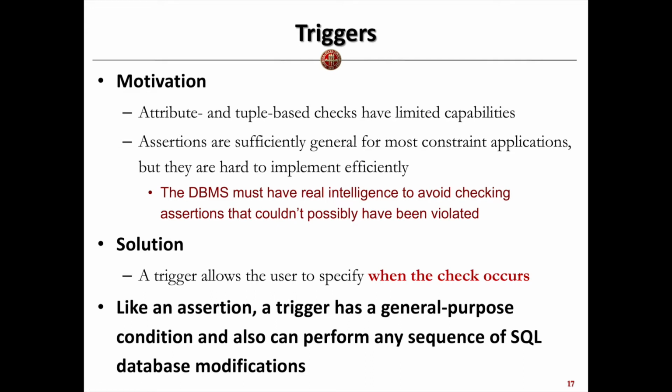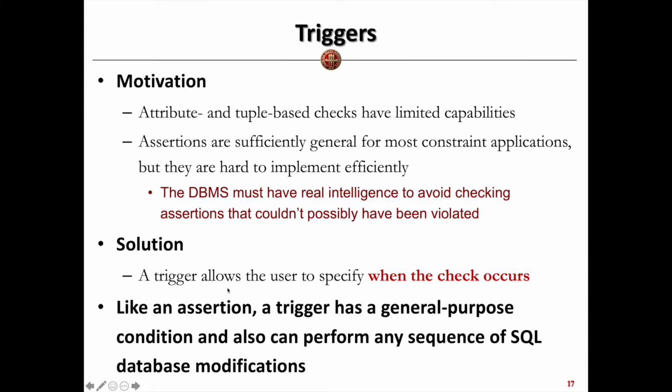For example, if we make some changes to other uncorrelated tables, then this assertion will not be violated by default. However, according to the definition of assertion, we still have to check the assertions, no matter which table we are making changes to. In other words, the assertion lacks the intelligence to check only relevant conditions. So the solution we can have is called a trigger.